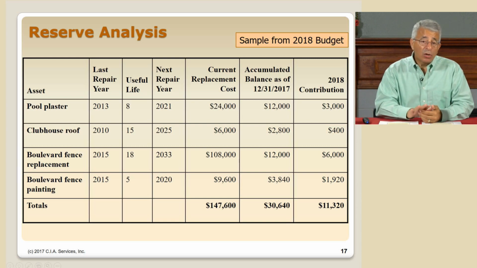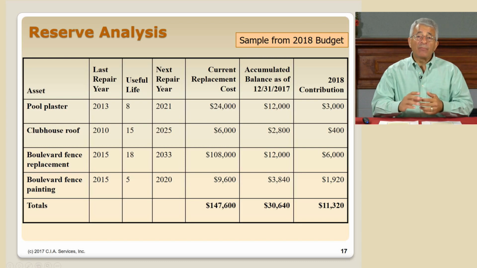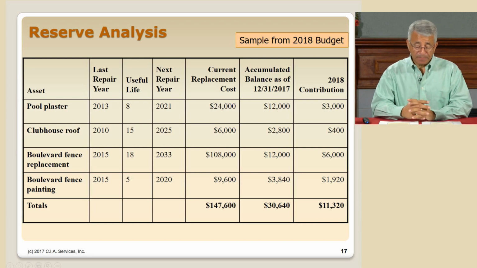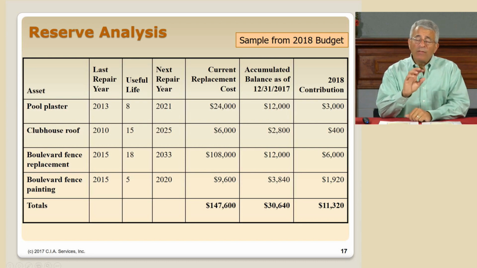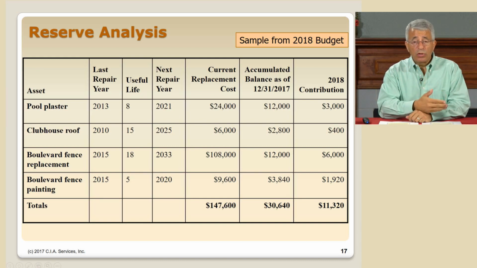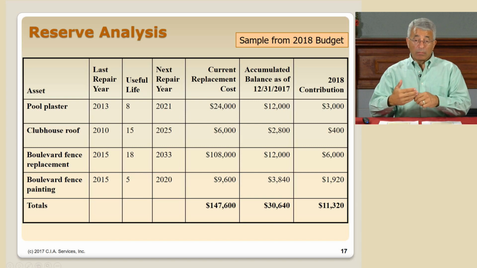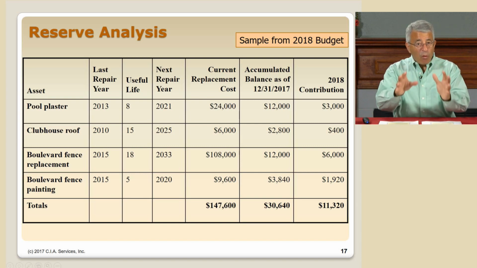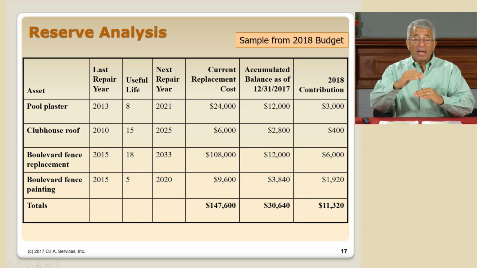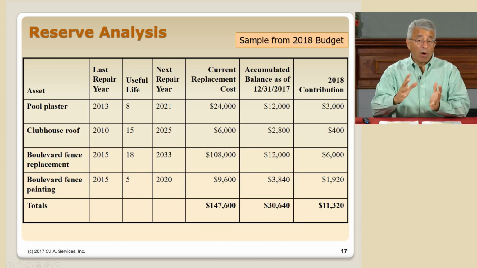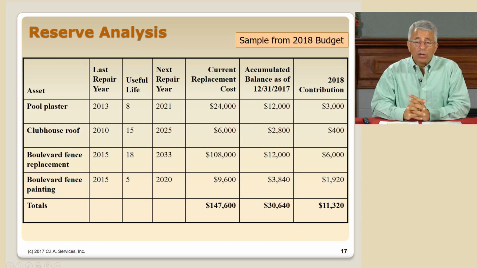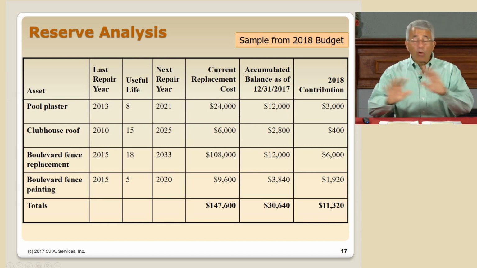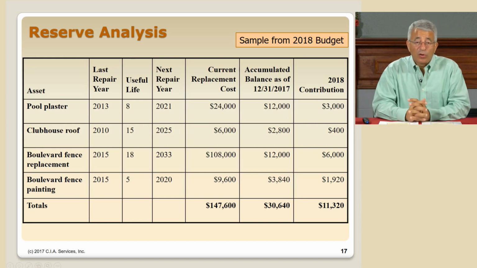I already indicated earlier that this is done by something called a reserve analysis. I'm showing you a very simple reserve analysis here. Later on, when I show you some actual super budget, you'll see the same format, but you'll see many, many, many more assets on it. So in this particular community, we're only going to talk about 4 assets. It only has 4 things that we're reserving for.